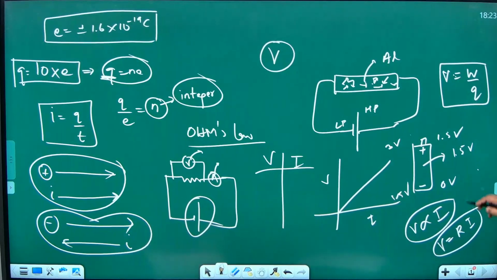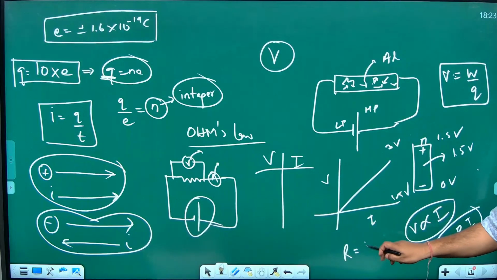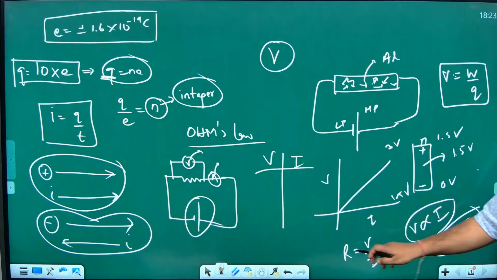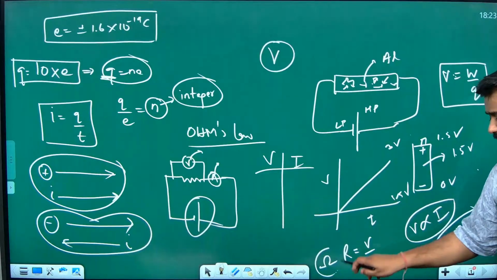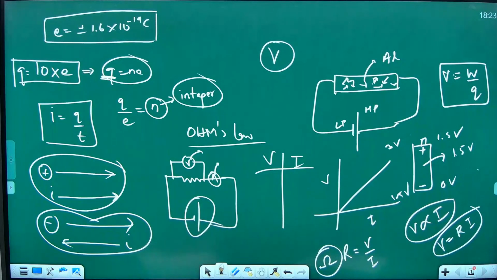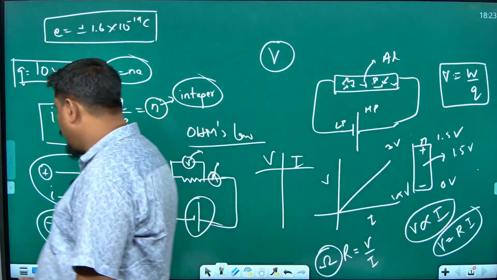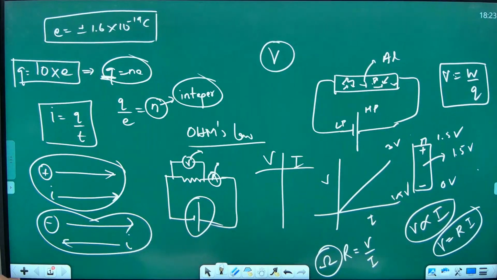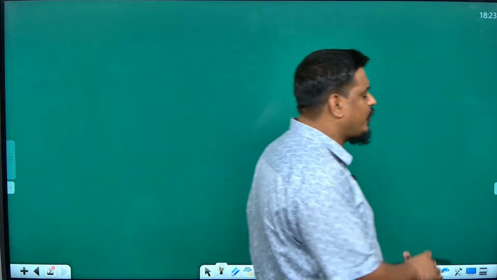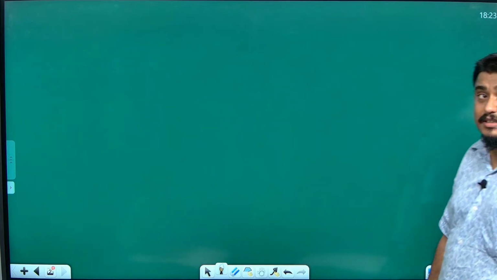And this is how we define resistance. What is resistance? Resistance is defined as V by I, that is volt by ampere, called ohms. Ohm is how we represent the resistance. The unit of resistance is ohms. Then in the previous class, you learnt what are the factors on which the resistance depends. Very important topic. Expect a question to come definitely from here in the board examination. What topic? Factors on which resistance depends.